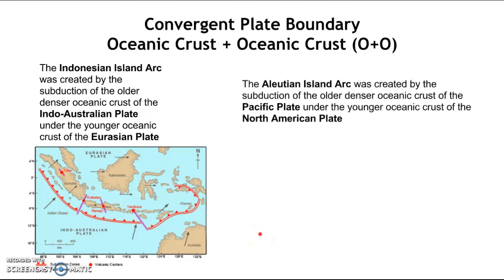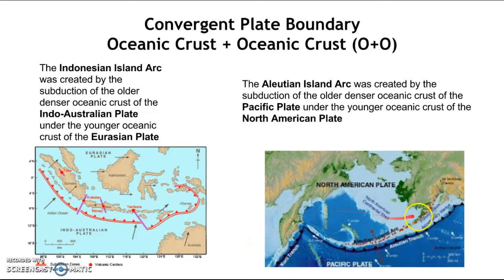And then finally we have our Aleutian island arc over by Alaska. It's a chain of islands that juts off of Alaska, and it's from the older Pacific Ocean crust subducting underneath the younger North American ocean crust. And you can see also a trench is formed here as well.